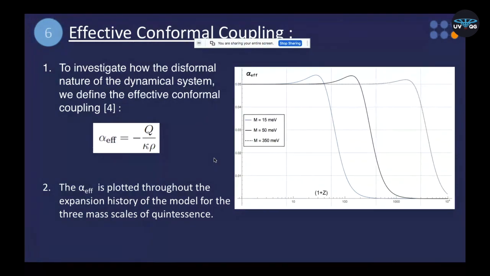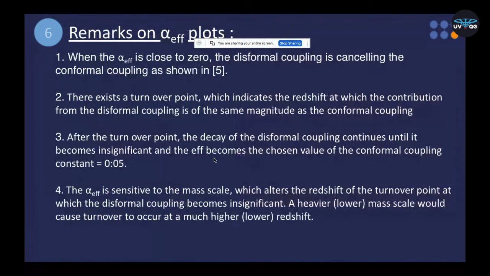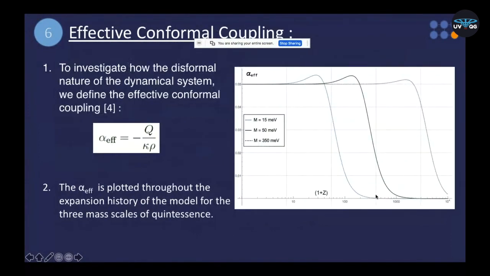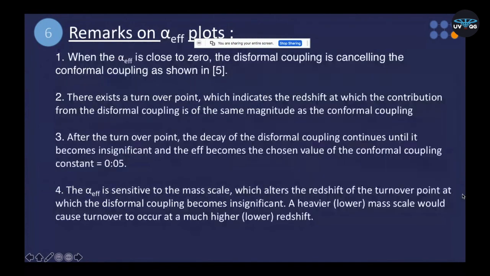What we observe is that when alpha effective is close to 0, the disformal coupling is canceling. This was shown in a paper in this reference. So I'm talking here about when it's close to 0. There exists a turnover point which indicates the redshift at which the contribution of the disformal coupling is the same as the magnitude of the conformal coupling.